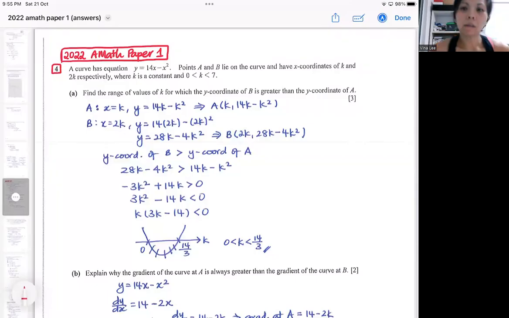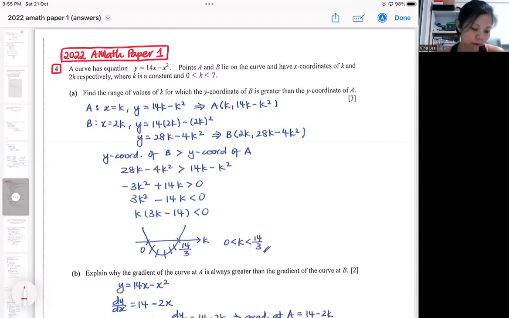For this question, it is on quadratic function, but the second part of the quadratic function has a bit of relation to your gradient concept, which is your dy dx. Okay, so we start off with the curve having a quadratic equation. If you look at the equation, the first thing you should realize is that it's a quadratic function. Then take note of the description.